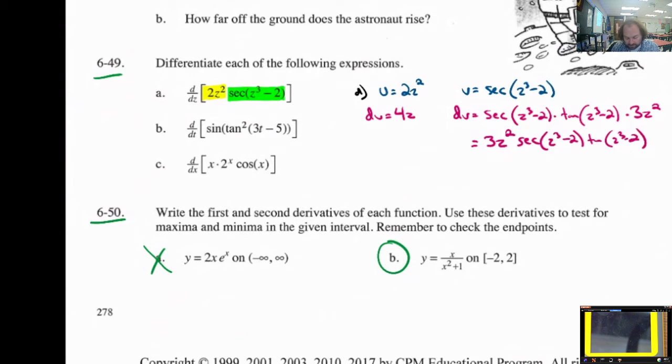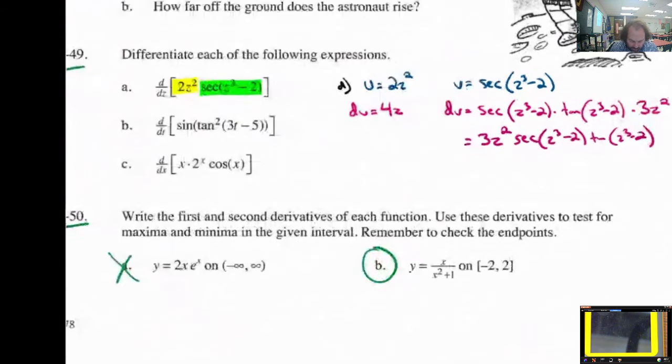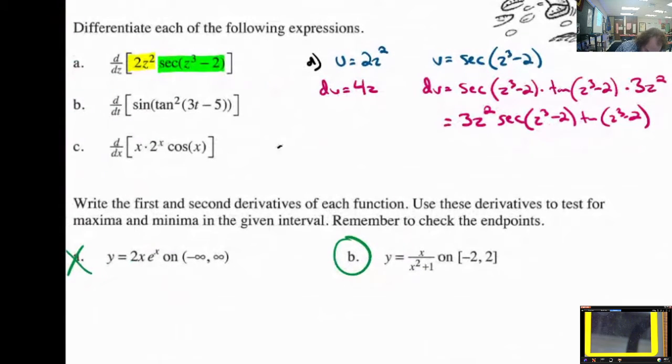Wow, that is not fun to deal with at all, but we're going to leave this in its most bare bones form and then walk away. So for question A, this is my answer, I guess. dy/dz equals. Let's see, the original first times the derivative of the second. The only thing that's going to happen here when these two guys combine is that the 2z squared and the 3z squared will actually multiply together to make 6z to the fourth. But then everything else just tags along. Secant, z to the third minus 2, tangent, z to the third minus 2.